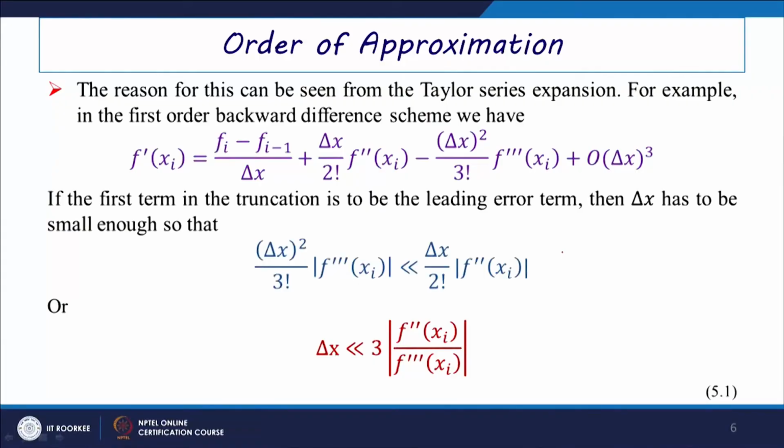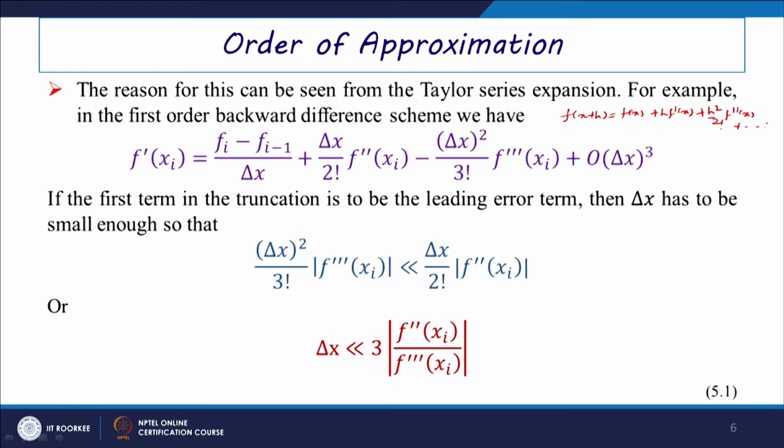Then, in a numerical sense, if we go for the first order approximation in the Taylor series expansion, for example in the first order backward difference scheme, we consider f dash of x_i. Here we consider the series in the form f of x plus h, that is f of x plus h f dash x plus h square by factorial 2 f double dash x.